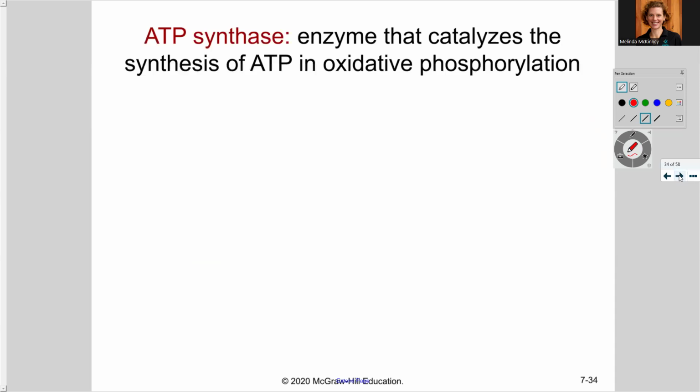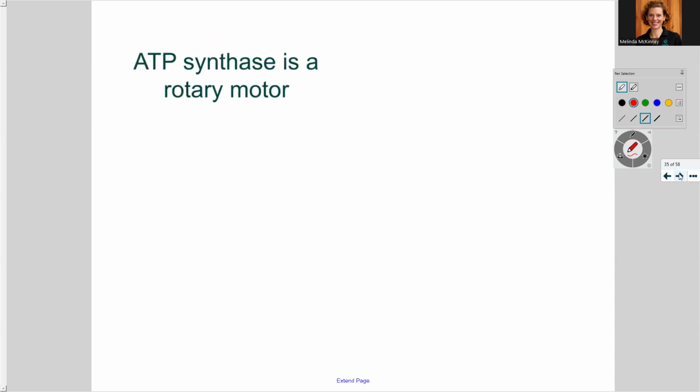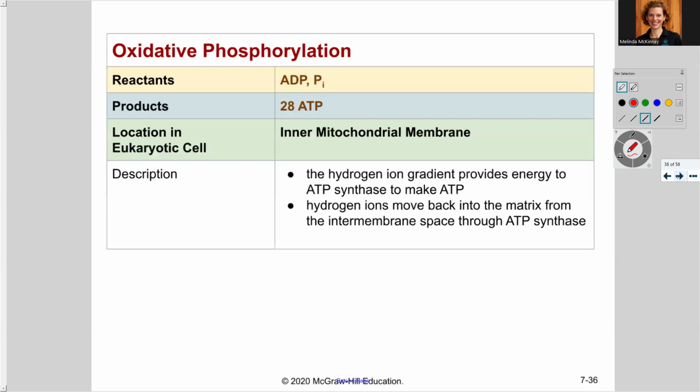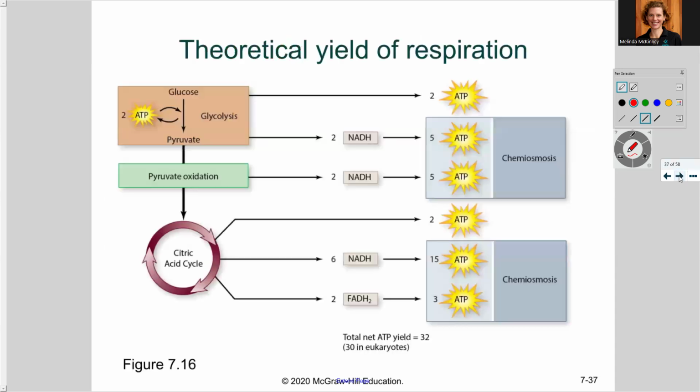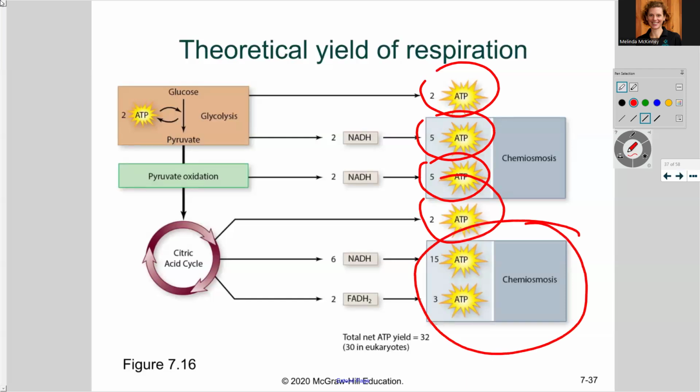ATP synthase, that's the enzyme that catalyzes that reaction. It's a rotary motor. This is the overview. We're making 28 ATP. The enzymes in the inner mitochondrial membrane are the location. And here's where if we do the calculations, you have a little ATP that's built up along the way, but you have most of the ATP that's created through chemiosmosis.